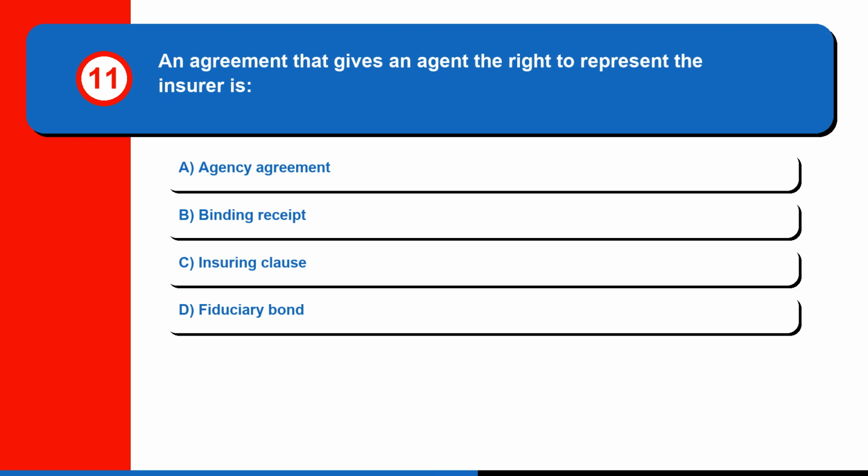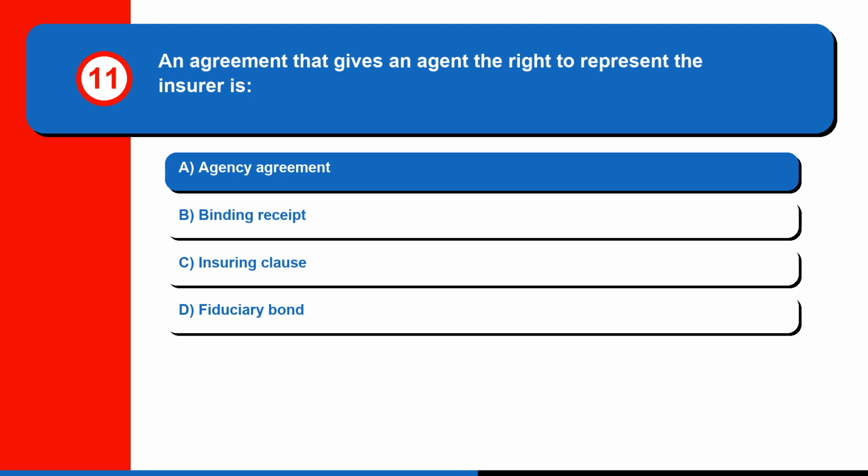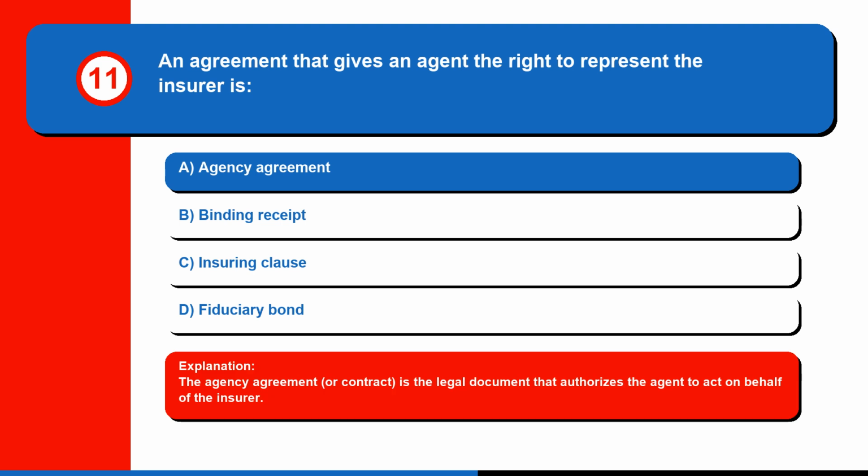Question 11. An agreement that gives an agent the right to represent the insurer is A. Agency agreement, B. Binding receipt, C. Insuring clause, or D. Fiduciary bond. The correct answer is A. Agency agreement. The agency agreement, or contract, is the legal document that authorizes the agent to act on behalf of the insurer.